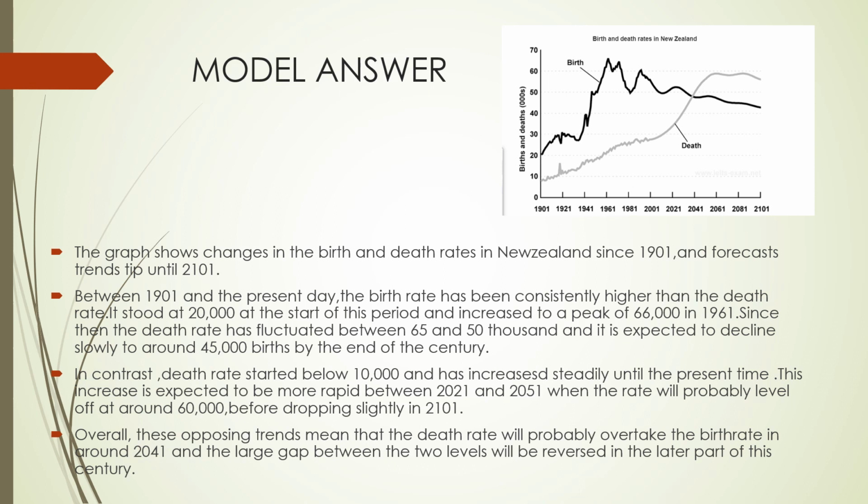So this is the information given in the graph, and you have interpreted it and written it into paragraphs. And finally, the conclusion. So what do you understand basically, and what is the graph trying to convey to you? That is the conclusion. Overall, these opposing trends mean that the death rate will probably overtake the birth rate in around 2041, and the large gap between the two levels will be reversed in the later part of this century. So based on this graph, you have given a conclusion.